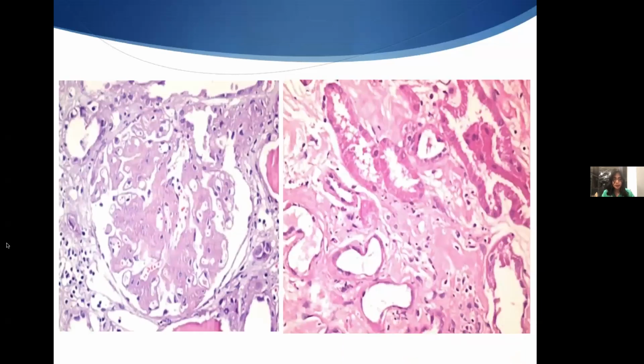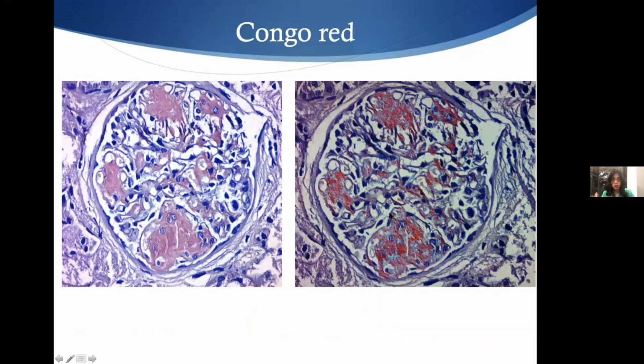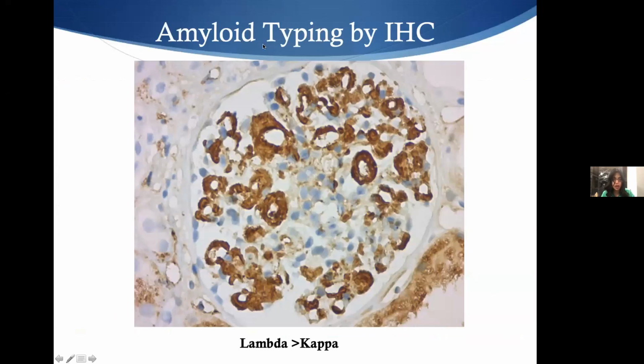As I said, this is amyloidosis in the glomerulus. This is in the interstitium. This is classic Congo red. Again, Congo red positive, with birefringence under polarized light. And how did we know that this is AL amyloid? We knew by typing by immunohistochemistry, and you can see very nice lambda positive amyloid deposits in the glomerulus. And usually the kappa is negative, and as I said, these cases are more lambda than kappa.